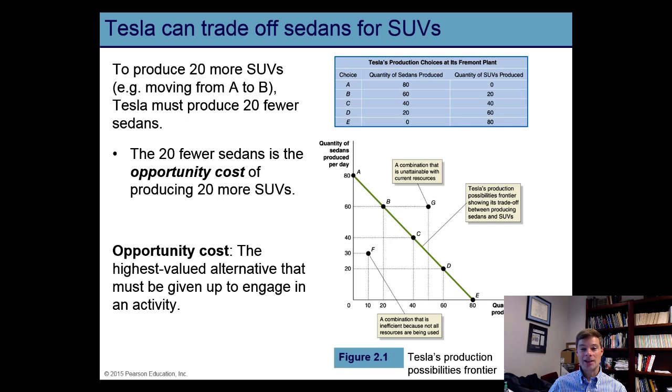If we reduce that, then the opportunity cost of producing a sedan is the opportunity to produce one SUV, and vice versa. The opportunity cost of producing one SUV is one sedan.